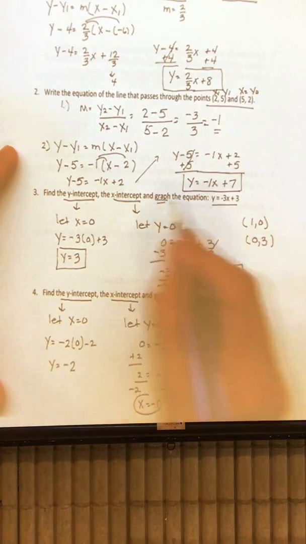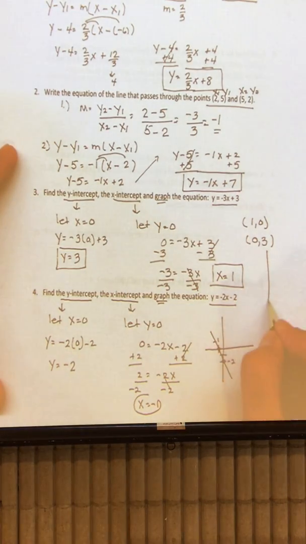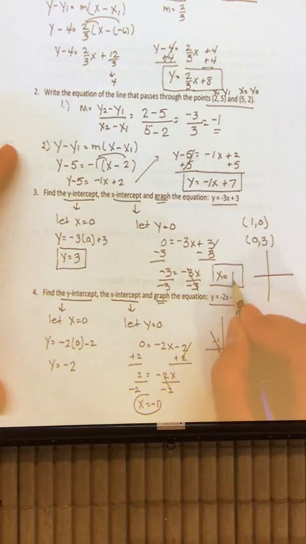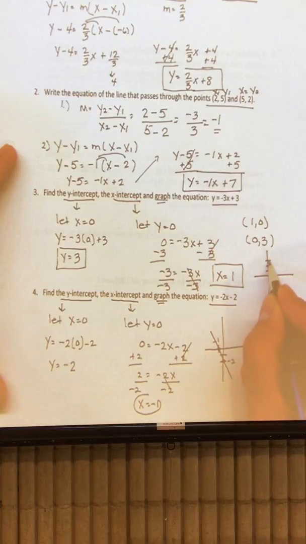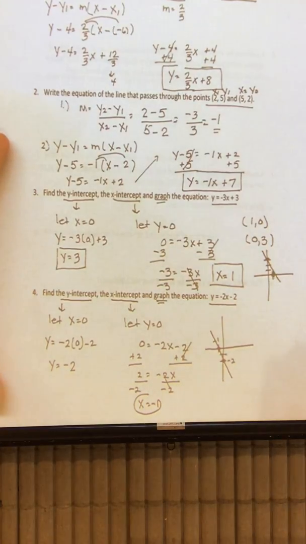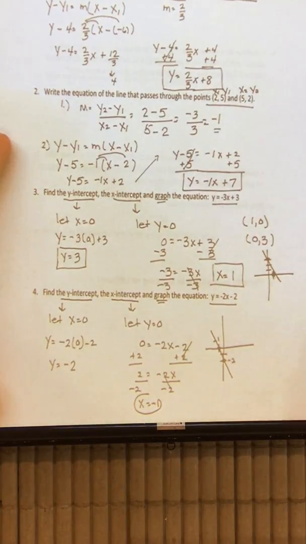For number 3, you would do the same thing. Your x-intercept is 1, and your y-intercept is 3. So you place the 3 on the y line, the 1 on the x line, and you graph those 2 points. Okay, that is the graph for number 3, and that is the graph for number 4.